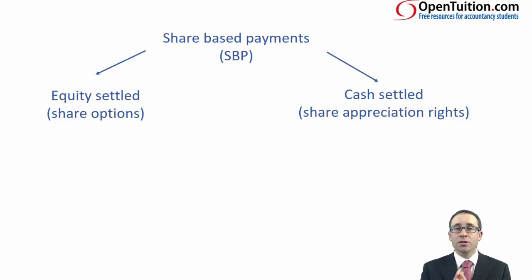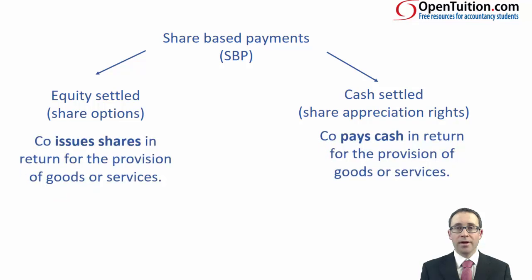So share-based payments, there are two types: the equity settled and cash settled. First of all, you need to be comfortable with the different terminology, the different names given to them. Equity settled are also referred to as your share options, because share options are usually granted to the employees in return for the service provided. And cash settled are also referred to as share appreciation rights. Remember, cash settled is where the company will make a payment to the employee based on the performance of the share.